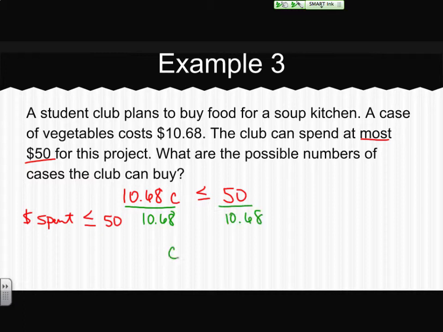And so I get C has to be less than or equal to, and when you graph or solve this one, you're going to get a number of 4.68165. Now we can't buy part of a case, so that means when it says what are the possible number of cases the club can buy, well, they can choose to buy no cases in case they have their $50. 1, 2, 3, or 4, because all of those are in their price range.